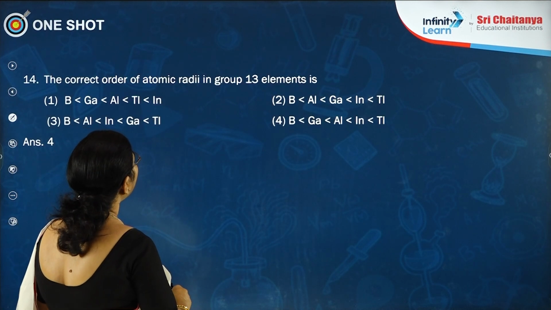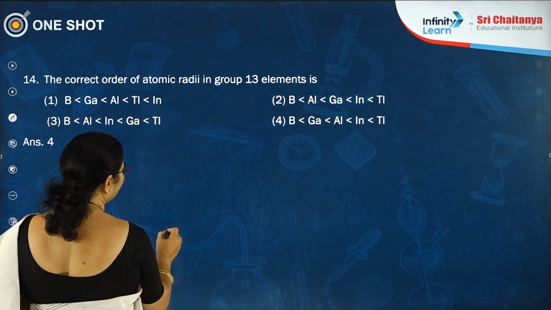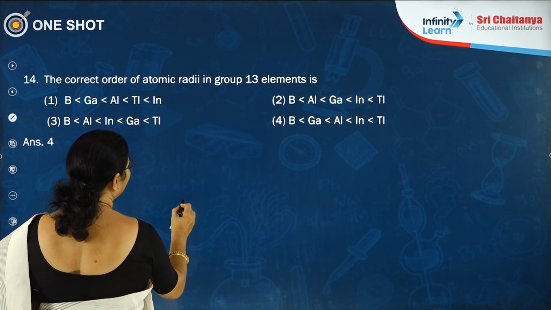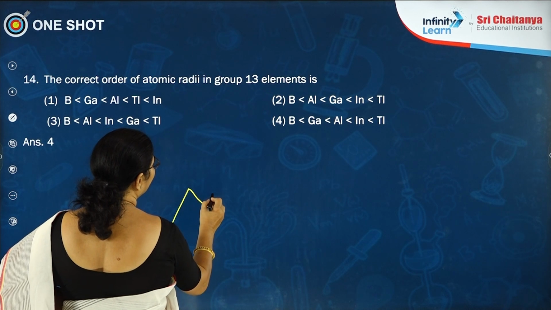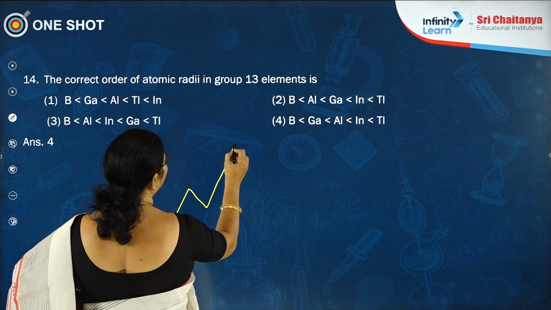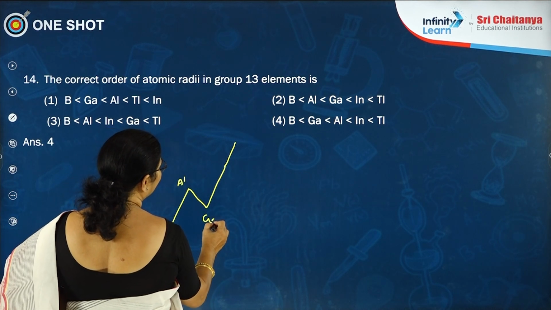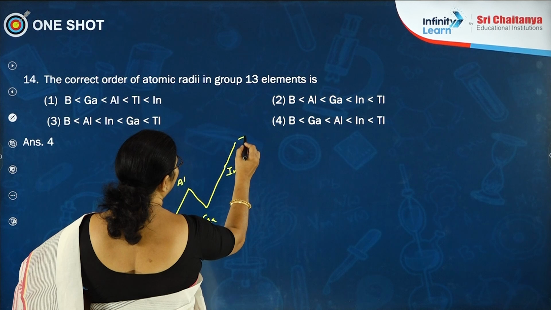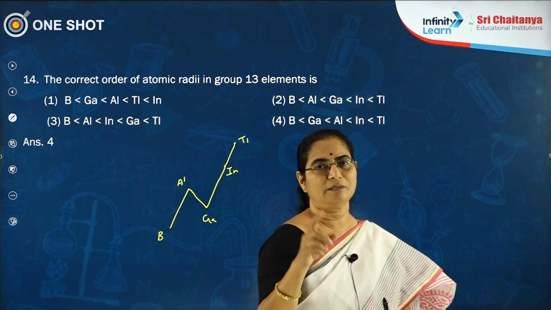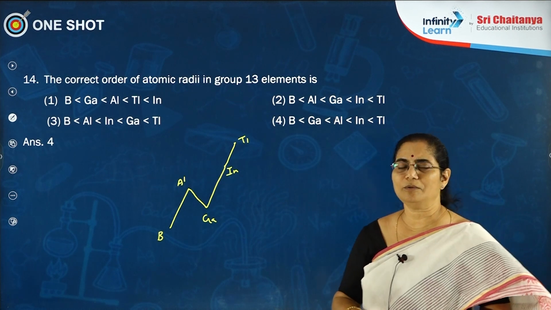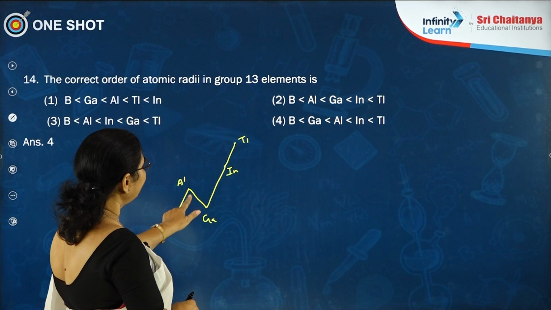The correct order of atomic radii in group 13 elements, this is a very important one. Group 13: boron, aluminum, gallium, indium, thallium. From boron to aluminum size increases, aluminum to gallium decreases, then gallium to indium, indium to thallium. Everywhere atomic radius increases down the group, only in the 13th group we can see this variation. So, aluminum radius is greater than gallium.